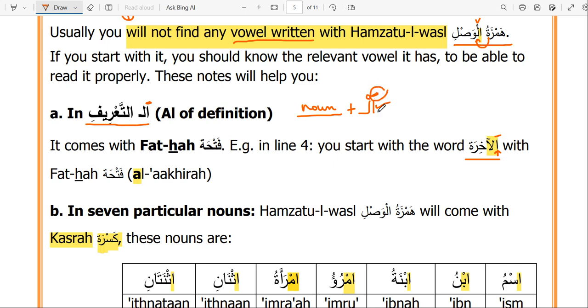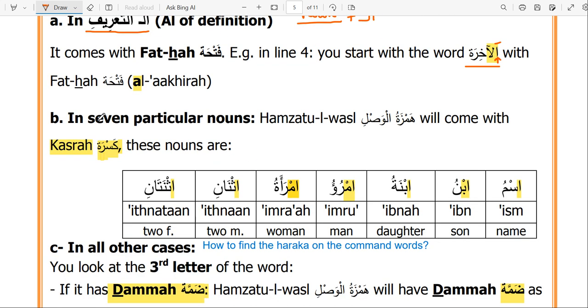Now there are some nouns here, and they are called 7 particular nouns. This is very important. These are 7 particular nouns that start with a hamza, but the hamzatul wasl has a kasra with it. It starts with a kasra. So what are those nouns? It's ism, ibn, ibna, imru. Imru means man. Imru and Imrah. So as you can see, the difference, Imru, Imrah, both start with the kasra, Ithnan and Ithnatan.